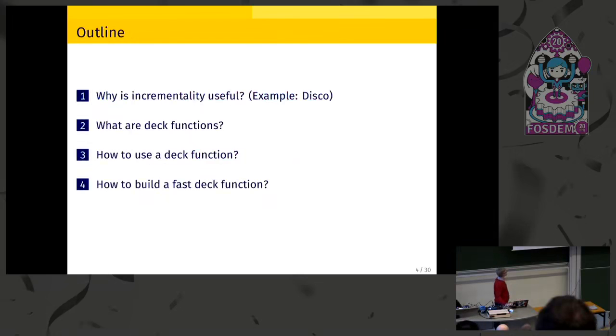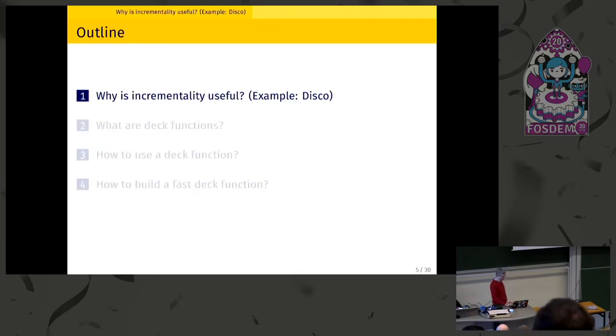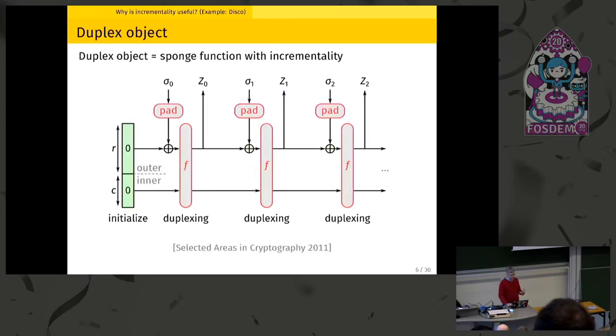Okay, so in this presentation, I will talk first about incrementality, and for that I will take as an example the Disco protocol, and then I will talk about deck functions more specifically. So why is incrementality useful, in the sense that it can help us simplify things? I will explain of course what the Disco protocol is, but to start I need to go back to the basics. And the first incremental construction that we defined was the duplex construction.